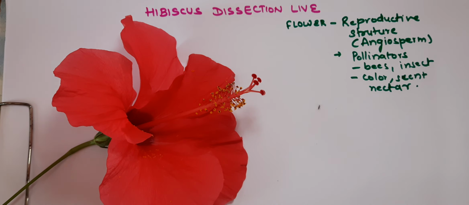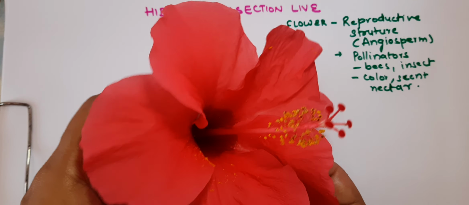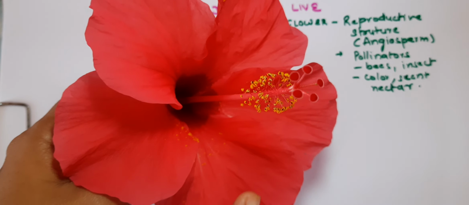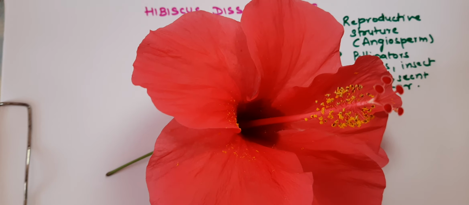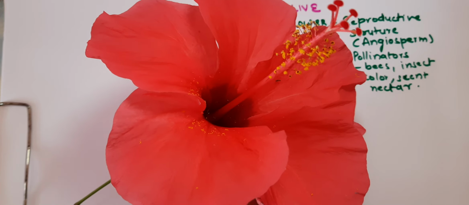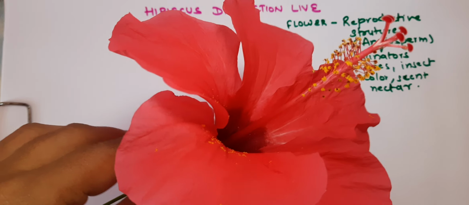So now let's talk about the main parts of the flower and their functions. In today's live dissection video, we are taking the example of the hibiscus flower. The hibiscus is a perfect example of a complete and bisexual flower, meaning that it contains both male and female reproductive organs. I will show you one by one. First of all, let's talk about its external features.